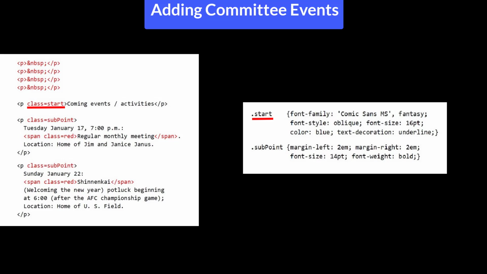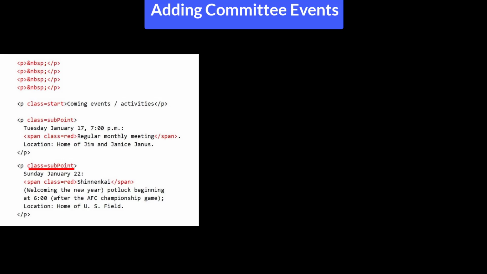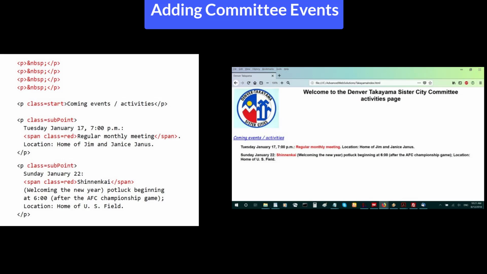For start, let's set font family to be Comic Sans MS, or if you can't find that, use Fantasy. The font style to be oblique, so it'll be slanted a little bit. The font size to be 16 point with blue color and text decoration of underline. And then subpoint, margin left and margin right will each be 2em, so it'll be indented a little bit. And the font size 14 point with a font weight of bold. And now our page looks like this, which is better, but we can do more.